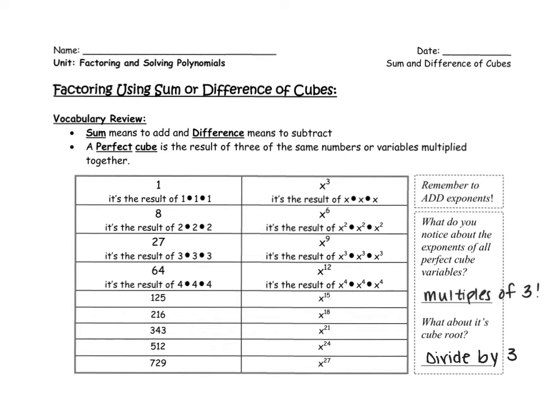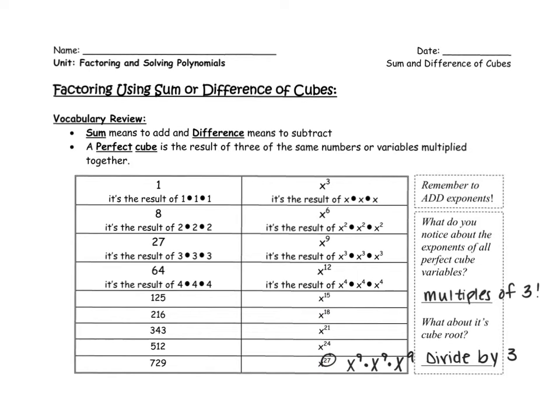So if I wanted what thing times itself 3 times gives me x to the 27, I just take the 27 and divide by 3. So 27 divided by 3 is 9. So is x to the ninth times x to the ninth times x to the ninth x to the 27th? Absolutely. 9 plus 9 plus 9 is 27.